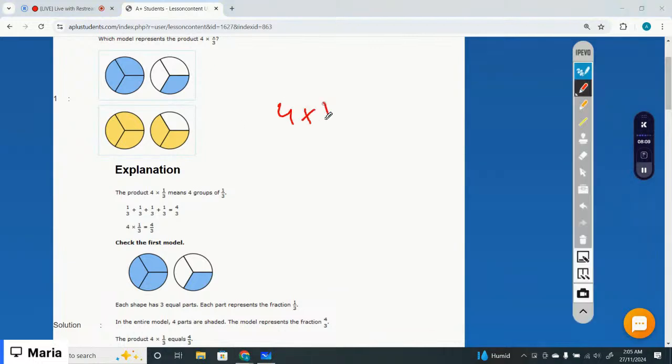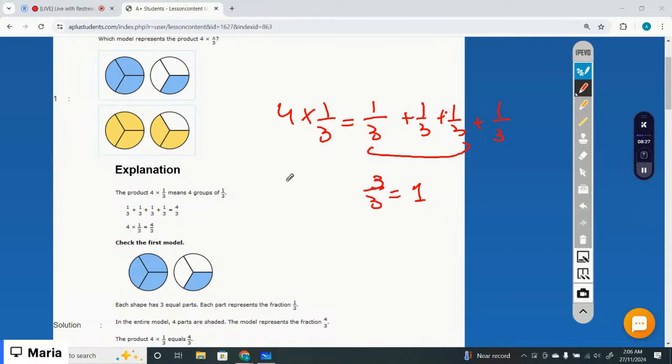So basically 4 times 1 by 3 is equal to 1 by 3 plus 1 by 3 plus 1 by 3 and plus 1 by 3, right? These 1 by 3 plus 1 by 3 plus 1 by 3 makes 3 by 3, and that makes 1. You have 1 plus 1 by 3. So here is 1 complete fraction, and here is 1 by 3. So 1 plus 1 by 3 makes 4 by 3. So that equals 4 over 3. Got it?